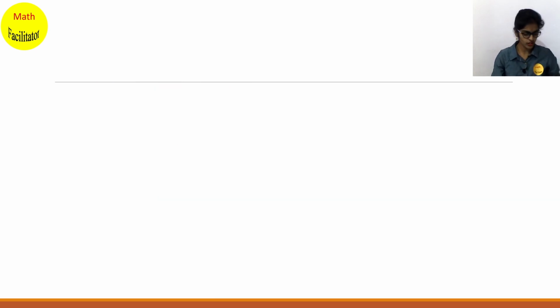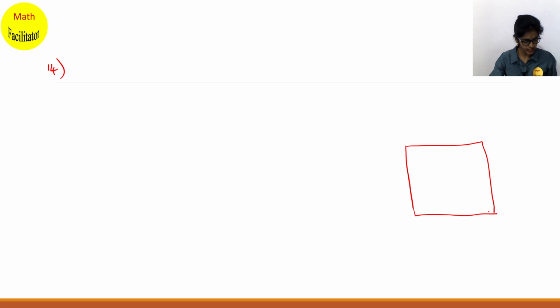Here, let's move on to the next question, question number 14. Prove that the area of an equilateral triangle described on the side of a square is half the area of the equilateral triangle described on the diagonal. So you have a square here. Okay, so you have one equilateral triangle on the side of a square. Suppose if this is a diagonal of the square and if I am having an equilateral triangle on the diagonal.